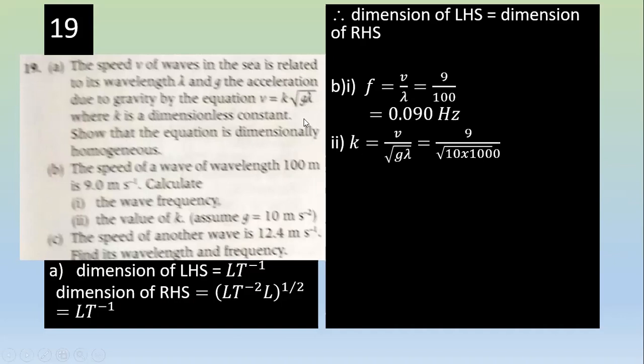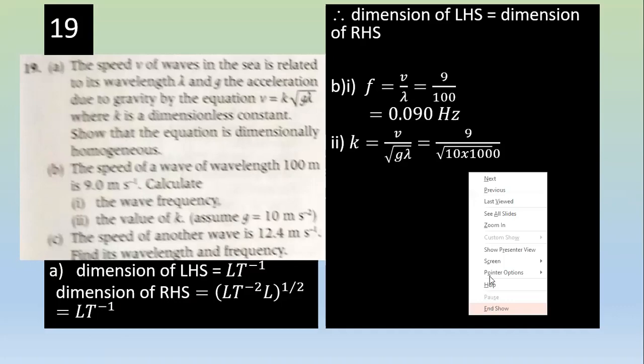Right? K is just your V divided by root G over lambda. V is 9, G is, you are told to use 10. Right? They tell you use 10, use 10. Then lambda is, oh, I made a mistake here. It should be 100 meter, not 1000. Sorry about that. Yeah, 100.